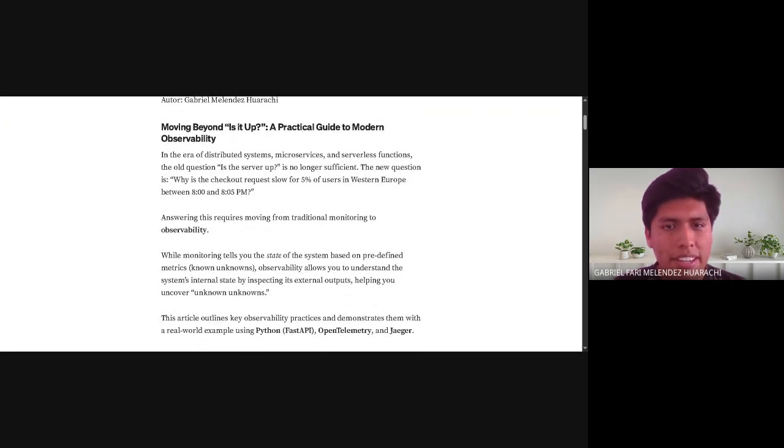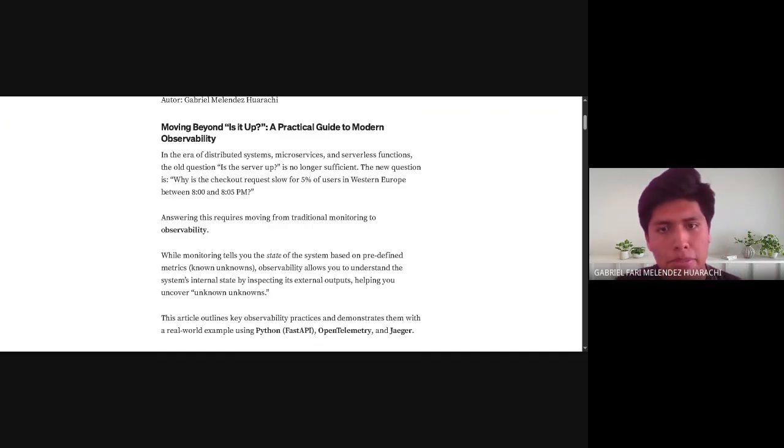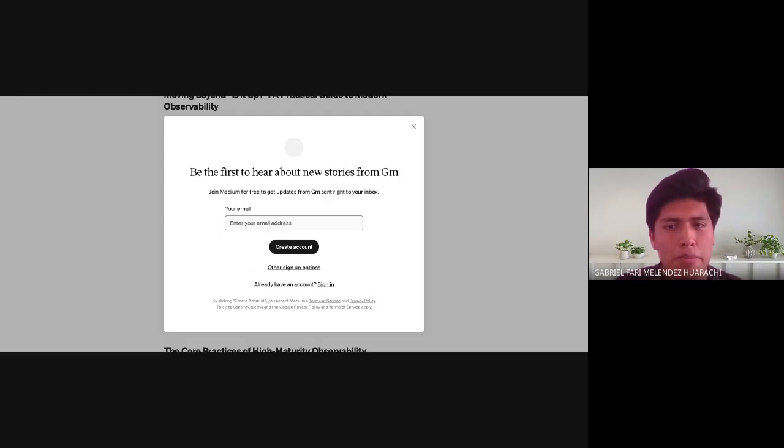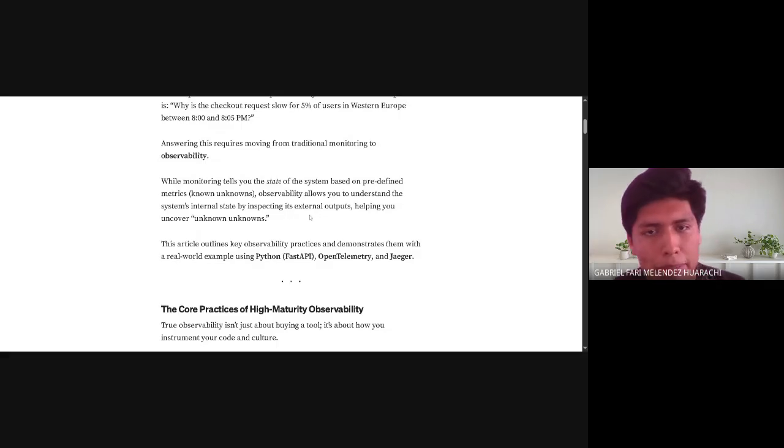In the era of distributed systems, microservices, and serverless functions, the old question "is the server up?" is no longer sufficient. The new question is: why is the checkout request slow for 5% of users in Western Europe between 8 and 8:05 p.m.?